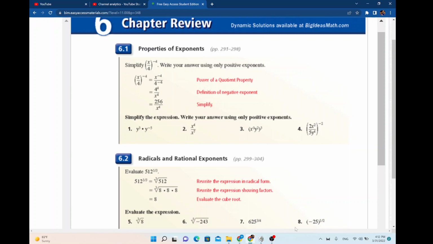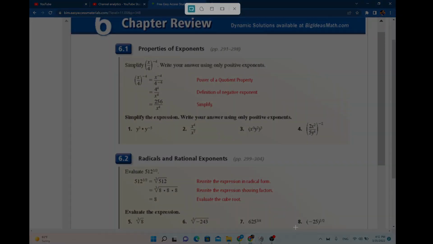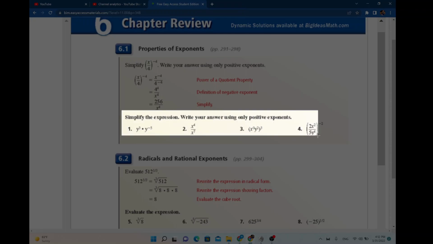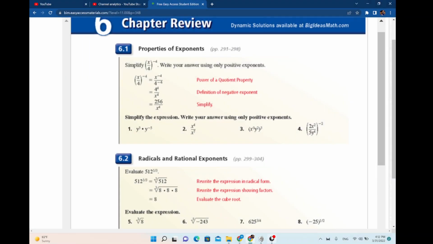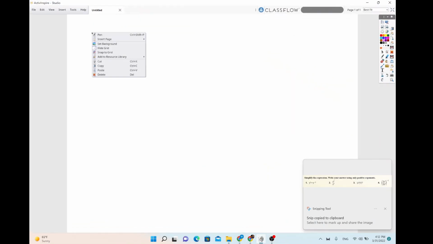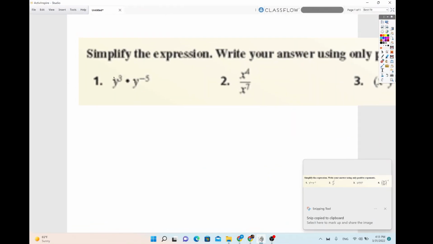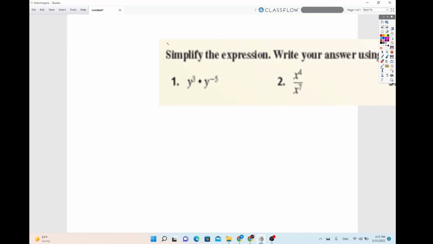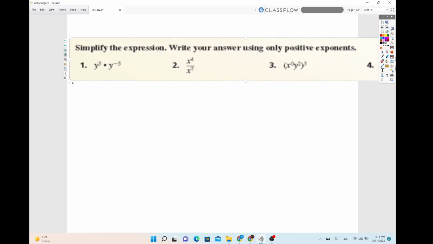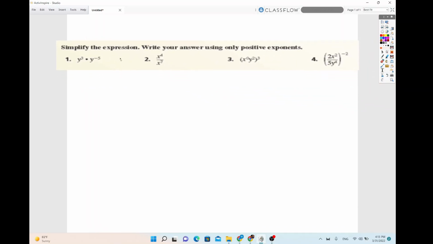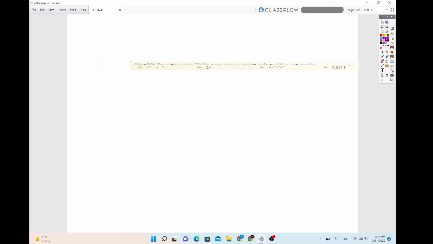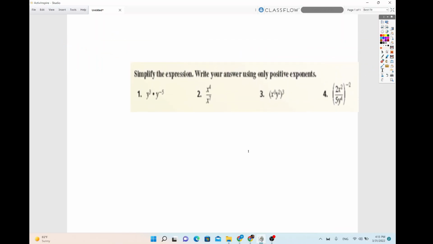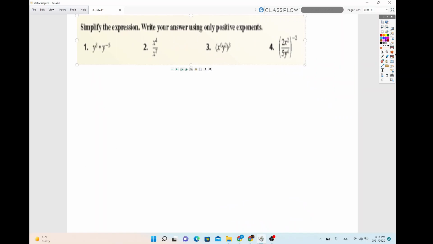Okay, let me just snip this page. Okay, here we go. So simplifying the expressions, right? You answer using only positive exponents. Okay, so let me put it right here. Let me just shrink the size here a little bit. Okay, so the first one is about simplifying the exponent.